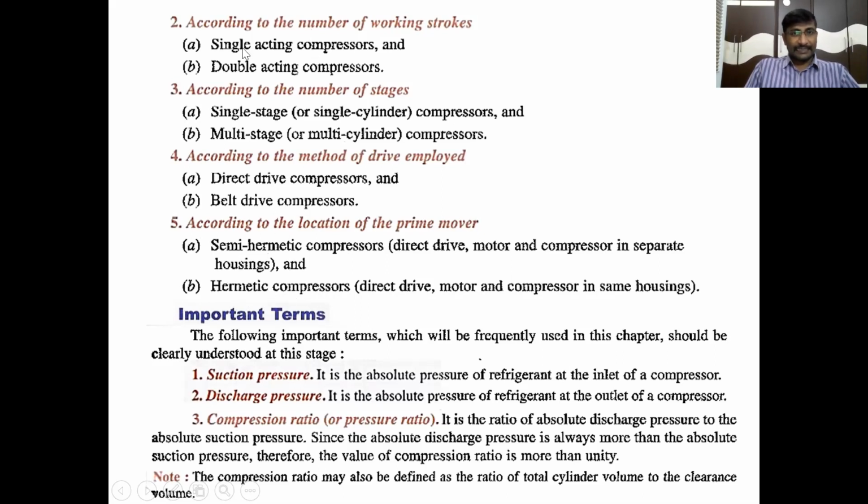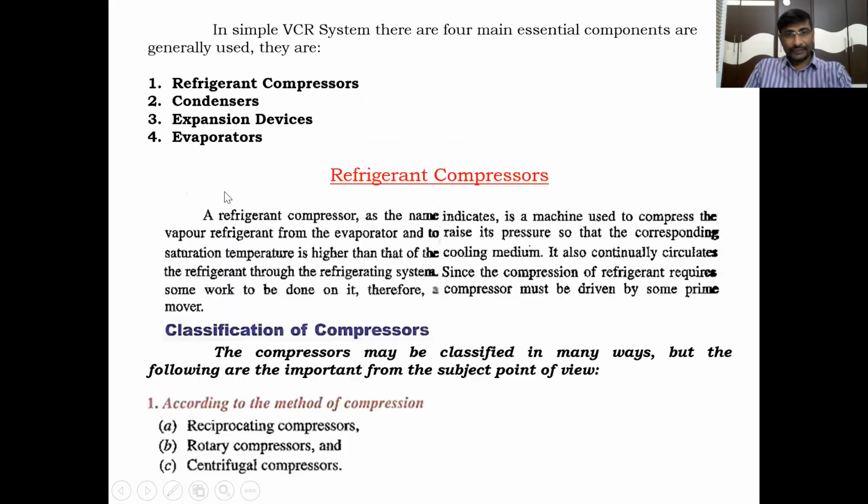These are the basic classifications of compressors which are used in the refrigeration system. Clear? I hope you understand that classification. The first classification is based on the method of compression, that is, the working principle. These three types: reciprocating, rotary, and centrifugal. The reciprocating and rotary compressors are commonly called positive displacement compressors. The centrifugal compressor is not a positive displacement compressor.